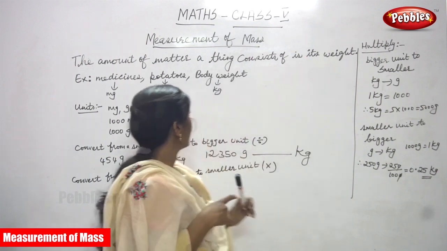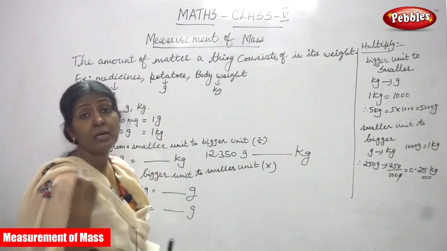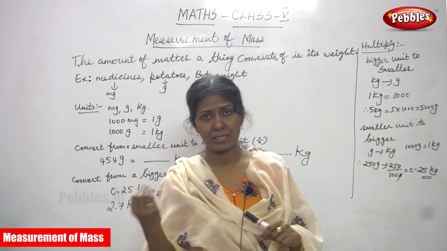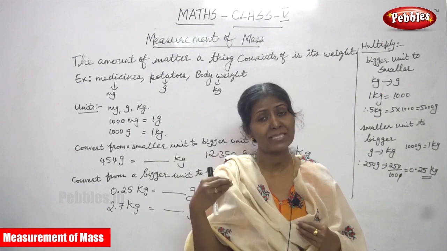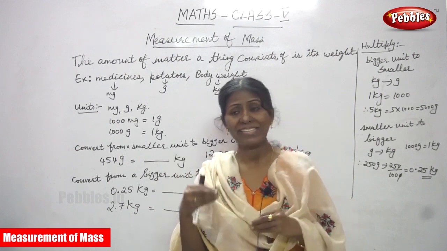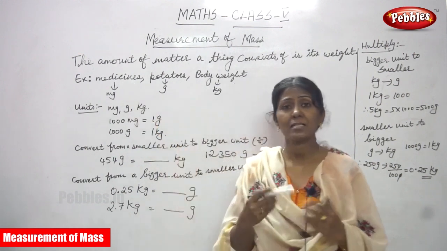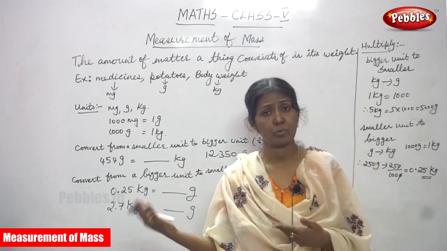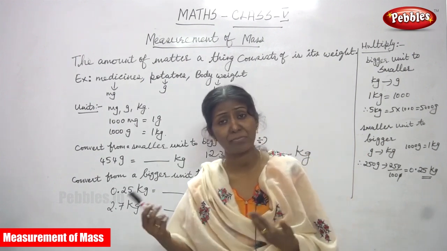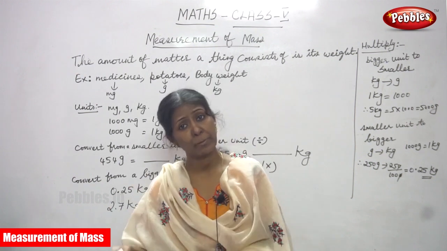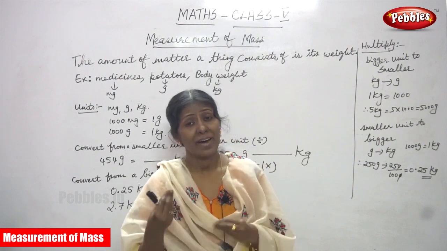Both are the same. After that, examples: medicines, potatoes and body weight. Generally we give medicines or pills to the patient in milligram units. Only a very small quantity of medicine is given to the patient according to the illness. So medicines are measured in milligrams, and potatoes are measured in grams as well as kilograms. For example, 1 kg of potato, 500 grams of potato, 250 grams, 100 grams of potato, 250 grams of apples, 500 grams of pomegranates.